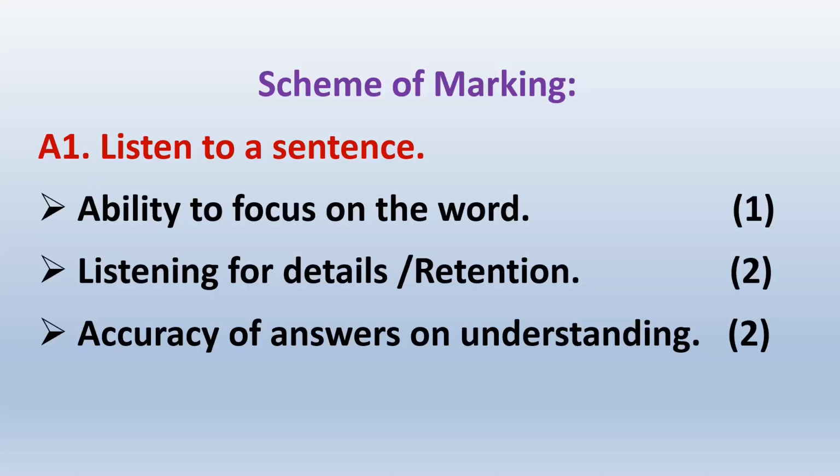Now see the scheme of marking. Ability to focus on the word has 1 mark. Listening for details or retention has 2 marks. Accuracy of answers on understanding also has 2 marks. If the students write 5 sentences, the evaluation of these 5 sentences will be done seeing the overall performance of the student, and he will get marks from 1 to 2, total 5 marks.